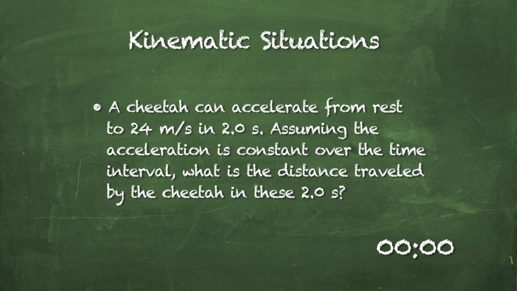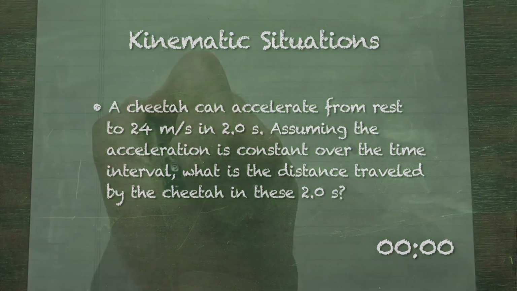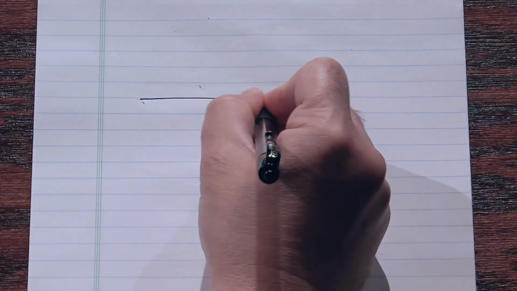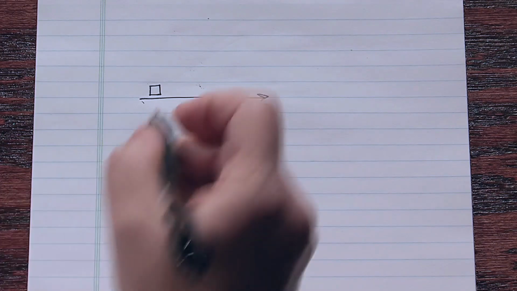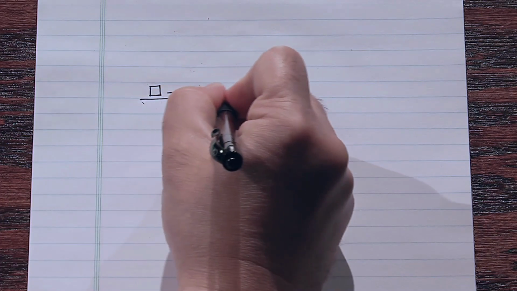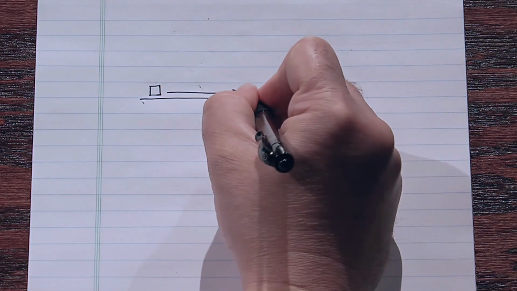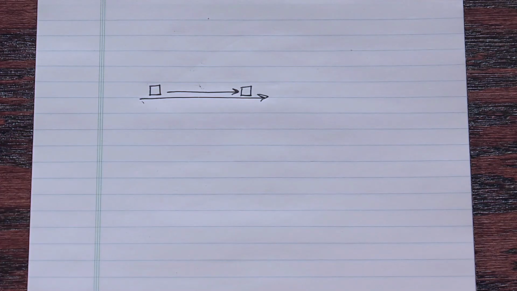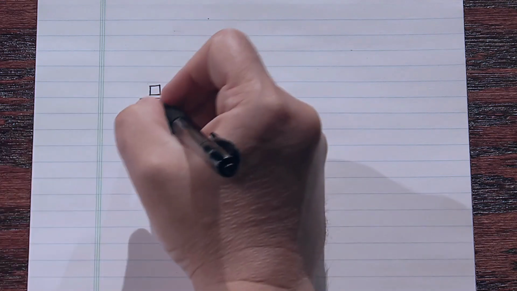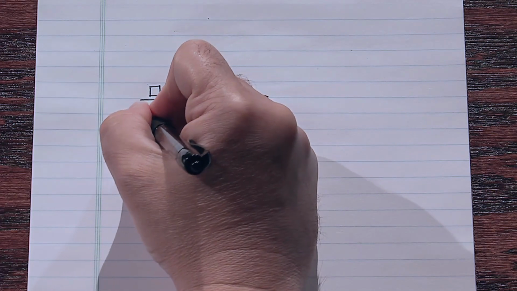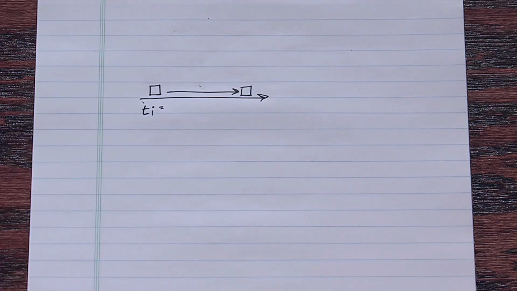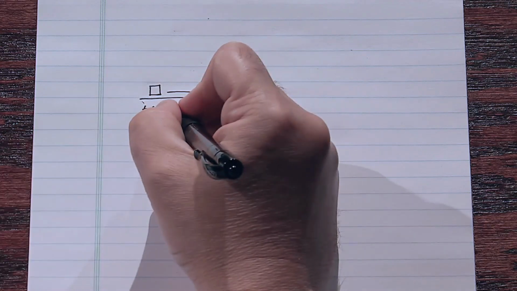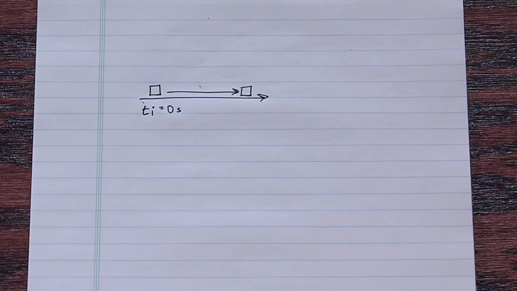Okay, well, we start as we always do by drawing our diagram. We have our cheetah, we have our square cheetah. Everything's a square. And the cheetah starts off initially, t initial, which we can call 0 seconds. t initial is 0 seconds. We can choose to start our stopwatch wherever we want.